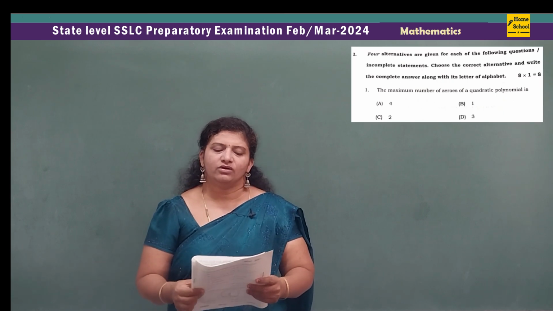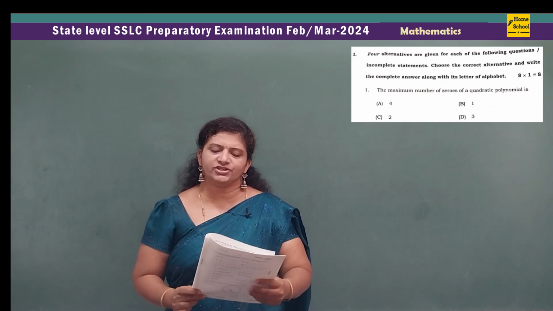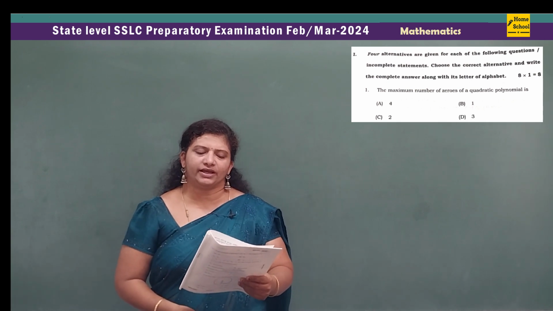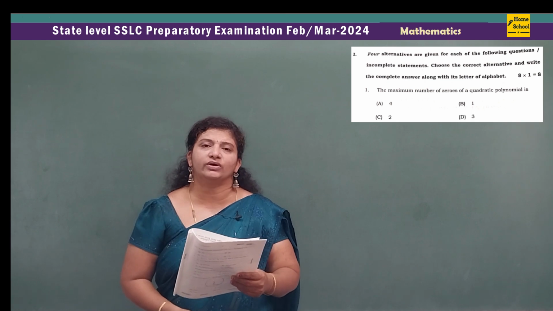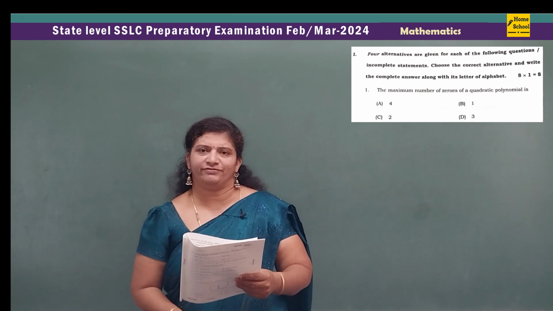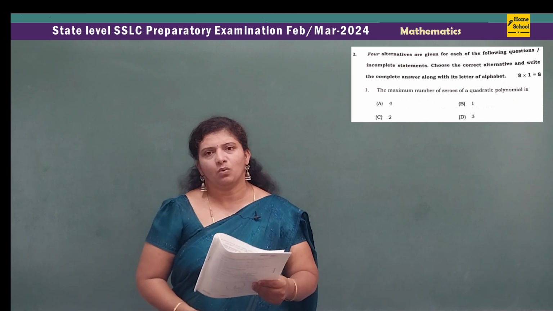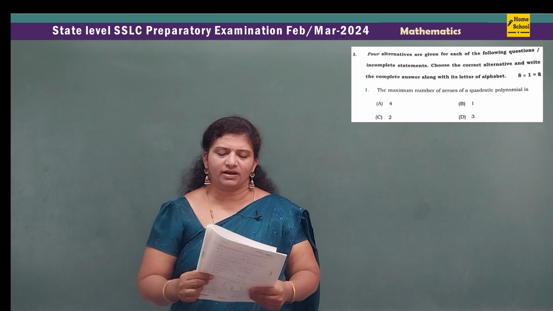First main. 4 alternatives are given for each of the following questions or incomplete statements. Choose the correct alternative and write the complete answer along with its letter of alphabet. In this main, you will have 8 questions, each carries 1 mark. 8 into 1, 8 marks.